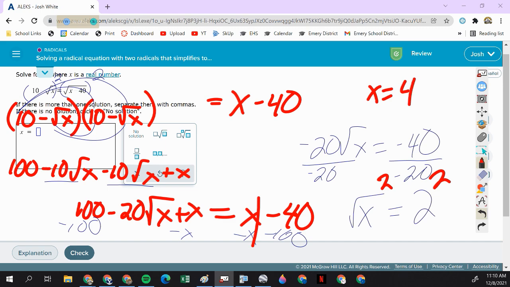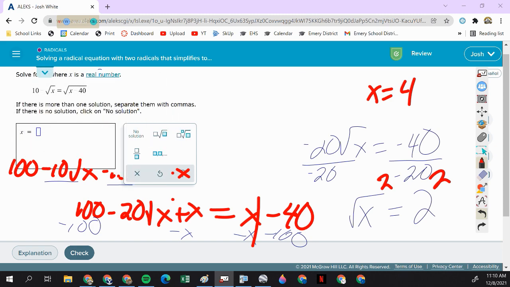Do I have to worry about this working? Yes. So look back at the original. Would plugging a 4 in cause a problem? 10 minus the square root of 4 would be 8. Can a square root equal 8? Yes. But what if x was 144? That would be 10 minus 12, which is negative 2. Can a square root equal negative 2? No. So we do have to plug it back in to check and make sure that it works. All right, let's do another one of those.